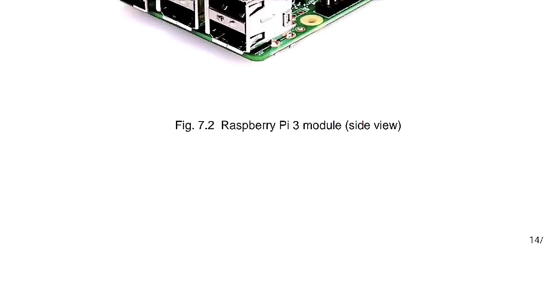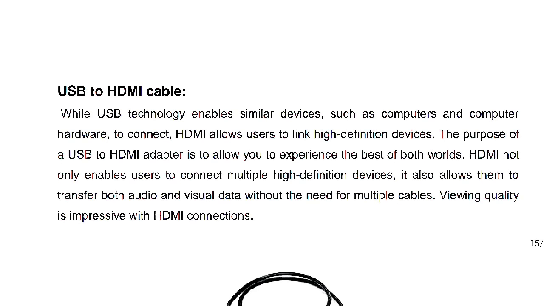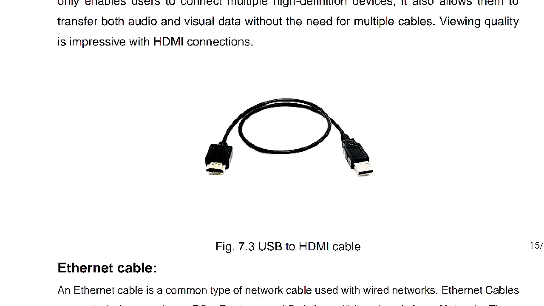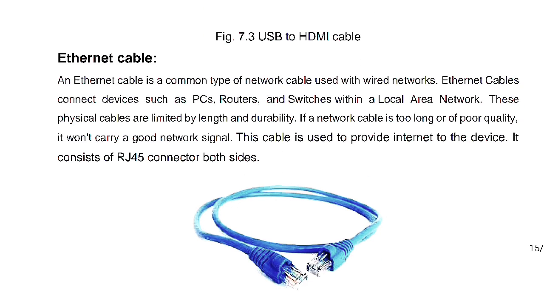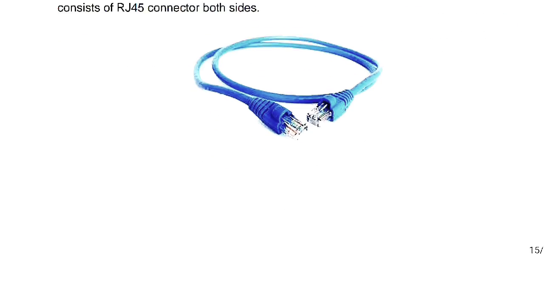Further, we are going to use an HDMI cable. The HDMI cable is used for a high definition display. It gives a very impressive viewing quality. Then the Ethernet cable is generally used for connecting our Raspberry Pi model to the internet.